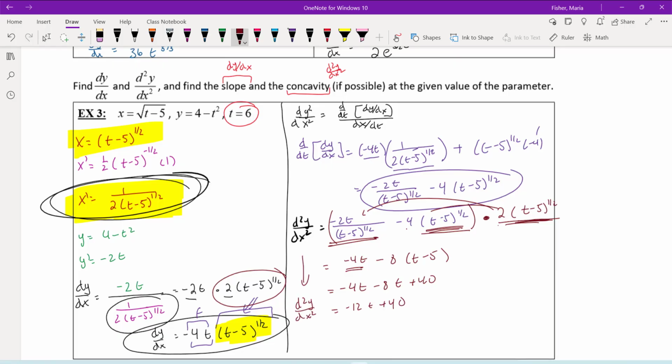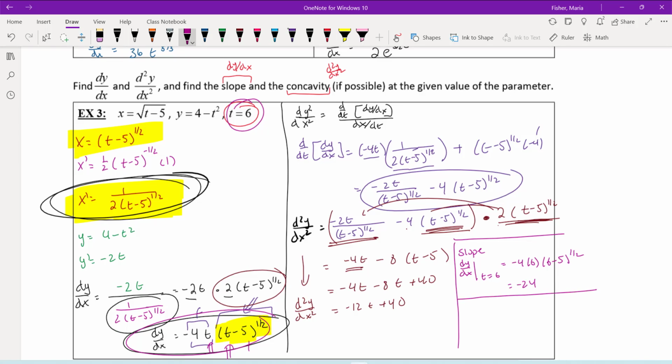So the second derivative of y with respect to x here is negative 12t plus 40. Now I need to find the slope and the concavity. So for the slope, I need to plug in the given value of t into this first derivative. So finding the slope right over here, we'd have dy/dx evaluated at t equals 6, and that's going to be negative 4 times 6 times (6 minus 5) to the 1/2, plugging in a 6 for my t's. So that's going to be negative 24 times 1, or just negative 24. So the slope is negative 24.